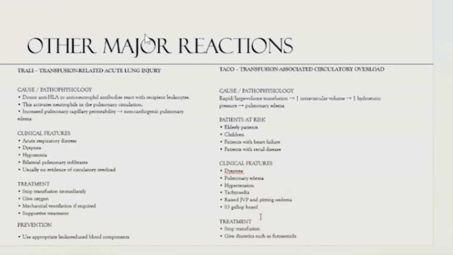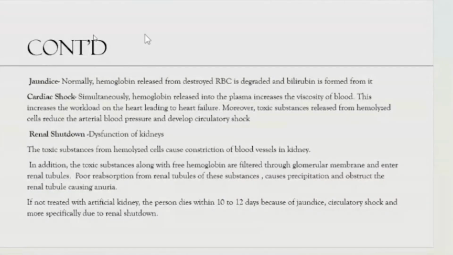Give diuretics such as furosemide, which is a loop diuretic, to remove the excess amount of fluid from your circulation. And when you remove this excess fluid, you will basically decrease all these clinical features that we are seeing. Other than that, jaundice, cardiac shock, renal shutdown, these are individual complications that might occur. But I think I've covered all this when I talked about the pathophysiology.